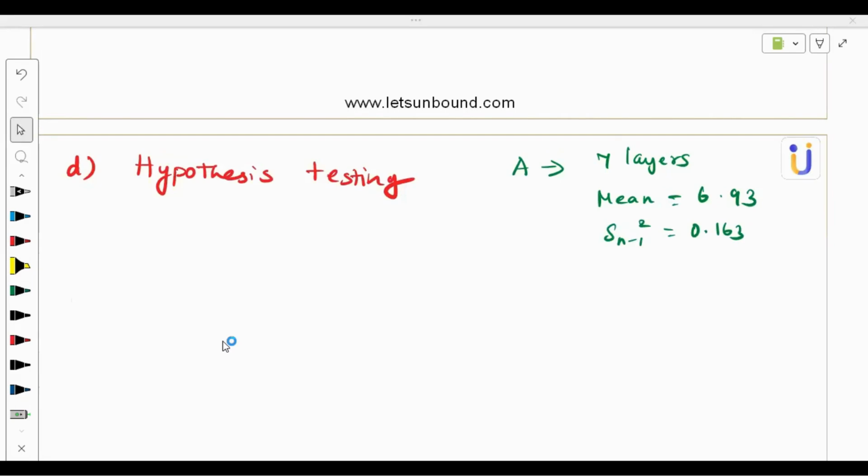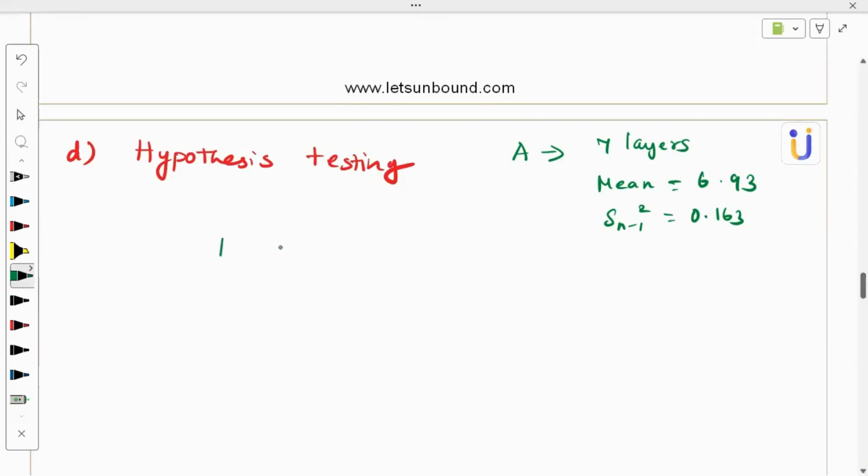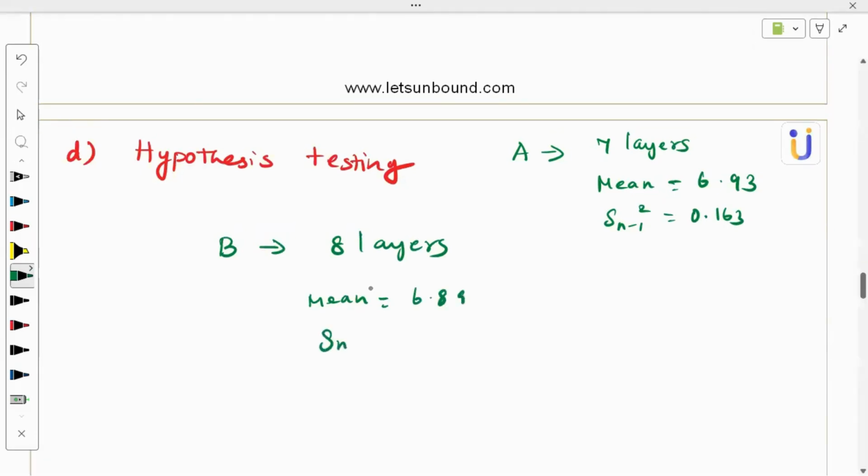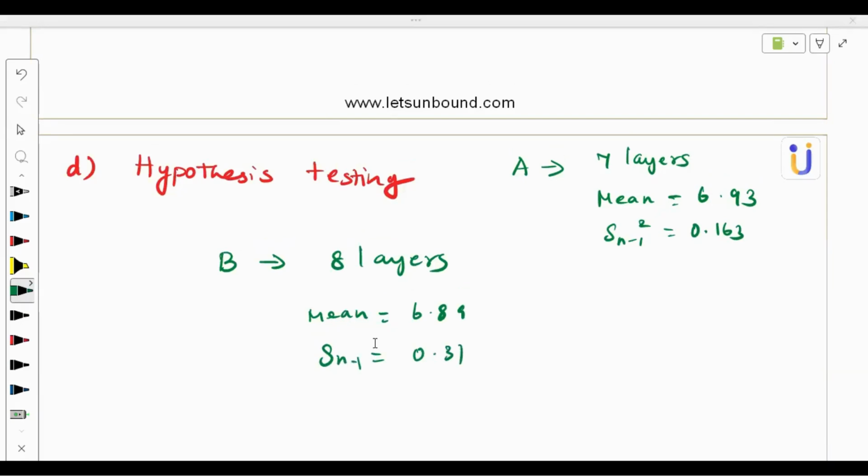Yeah, so that's it. Now, for machine B, they directly give that. 8 layers it has. And the mean is actually given, 6.89. And the SN value is given. SN is 0.31. Sorry, SN minus 1, not the squared one. SN minus 1 is 0.31.